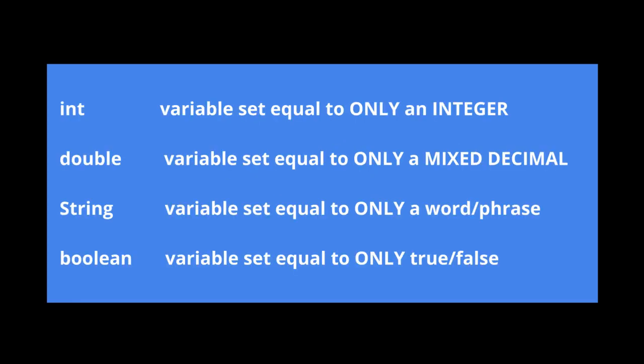So now this page basically shows a good summary of all the different types of variables that we're going to talk about. So an int is a variable set equal to only an integer. A double is a variable set equal to only a mixed decimal. A string is a variable set equal to only a word or phrase. And a boolean is a variable that is set equal to only the values of true or false.